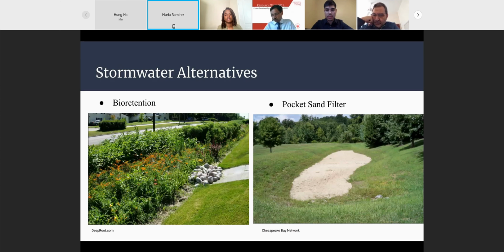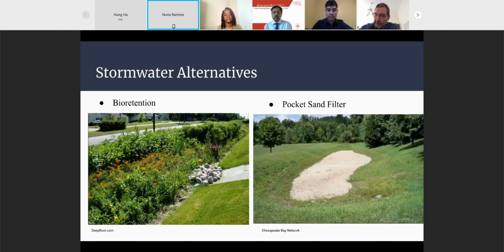So for pocket sand filter, it's a filtering device that is designed to filter rainwater through sand and gravel. It's actually not very good looking or feasible. And this alternative is a costly alternative due to the requirements for a 27-acre land. We will need a lot of pocket sand filters all throughout the land.